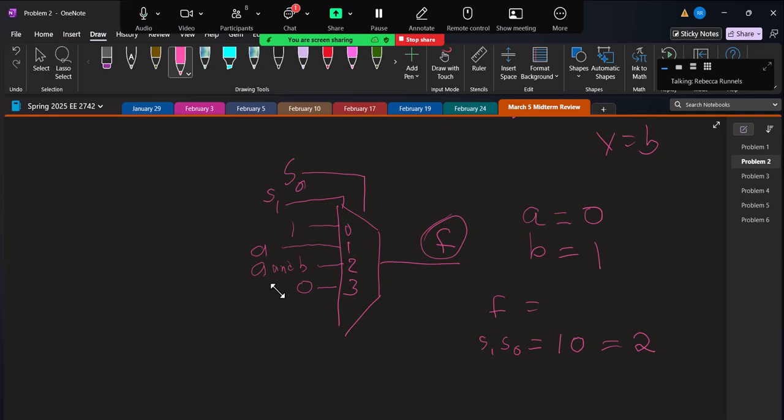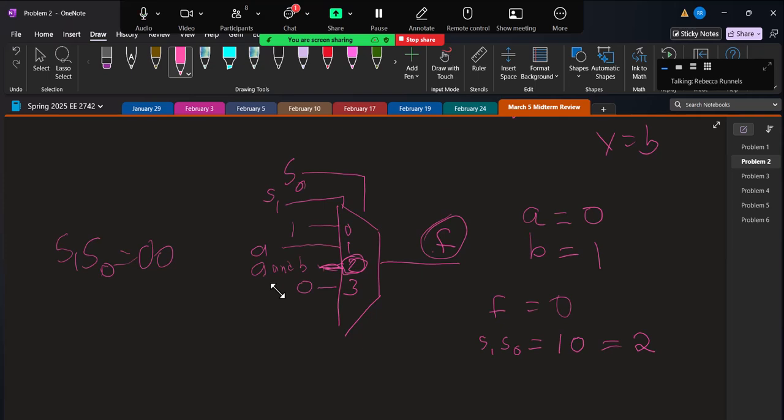And so that means since the input is 2, my answer is going to be whatever is coming in at the 2 port. What's coming at the 2 port is A and B. So I need the AND of A and B. I need the AND of 0 and 1, and that would be 0. Okay, what if S1, S0 equals 0, 0? Then what is the value of my multiplexer then?